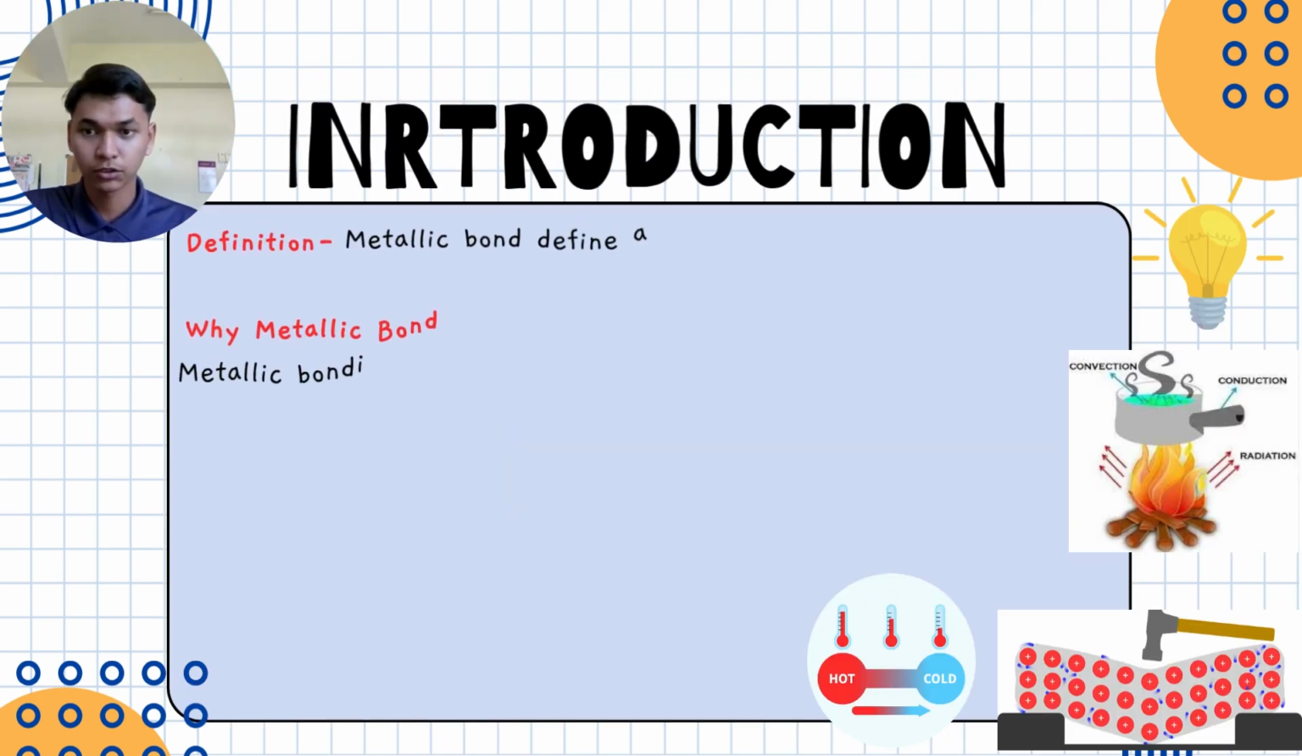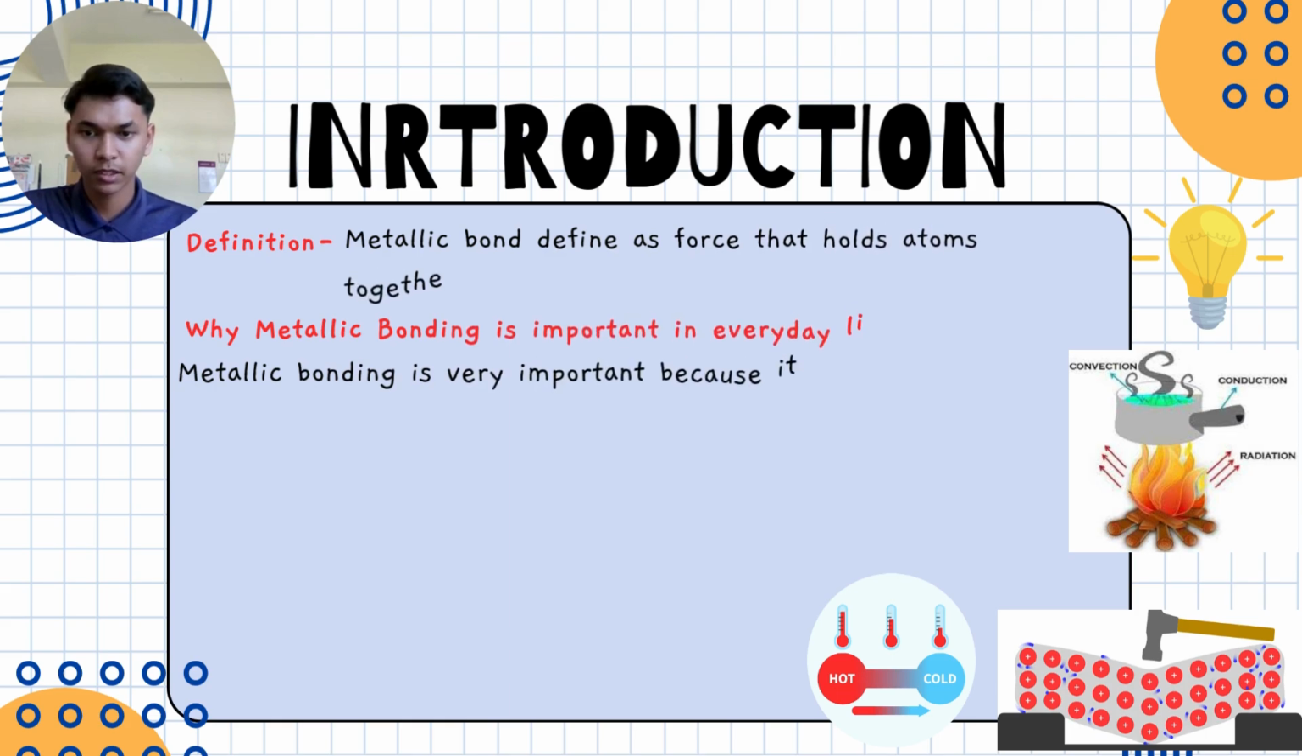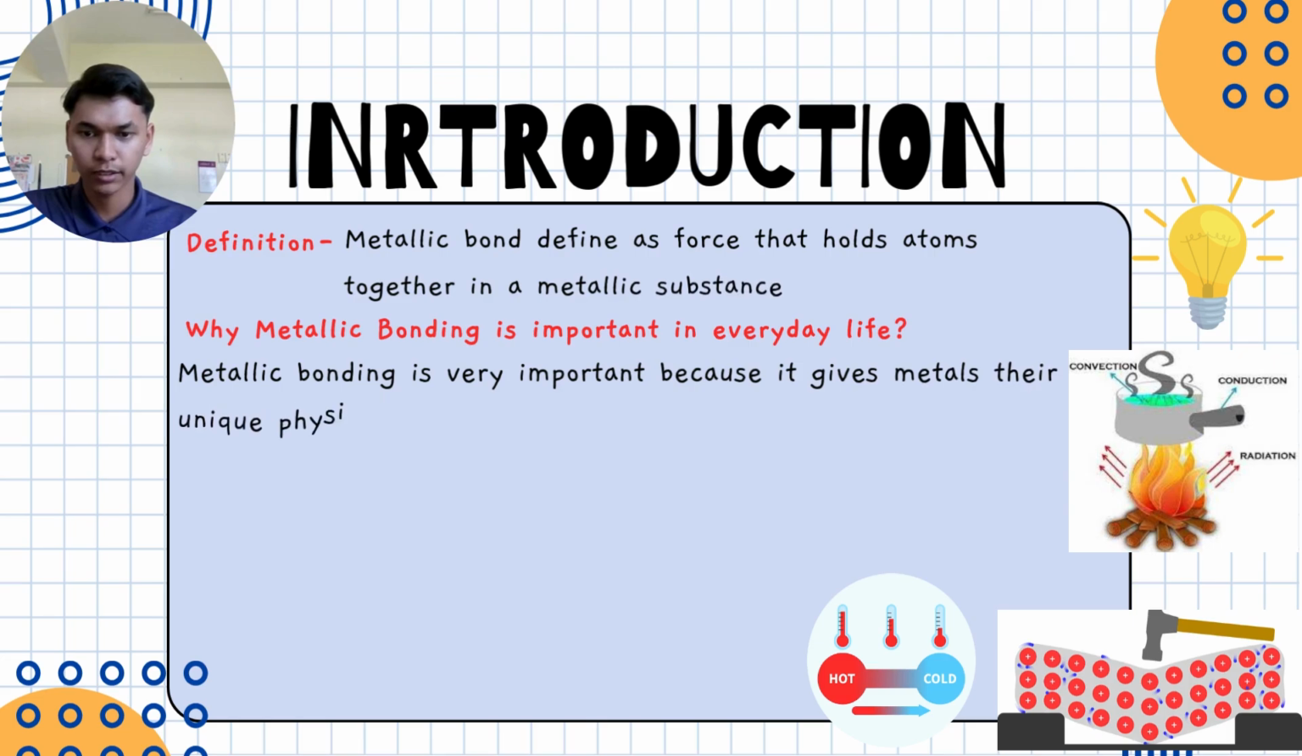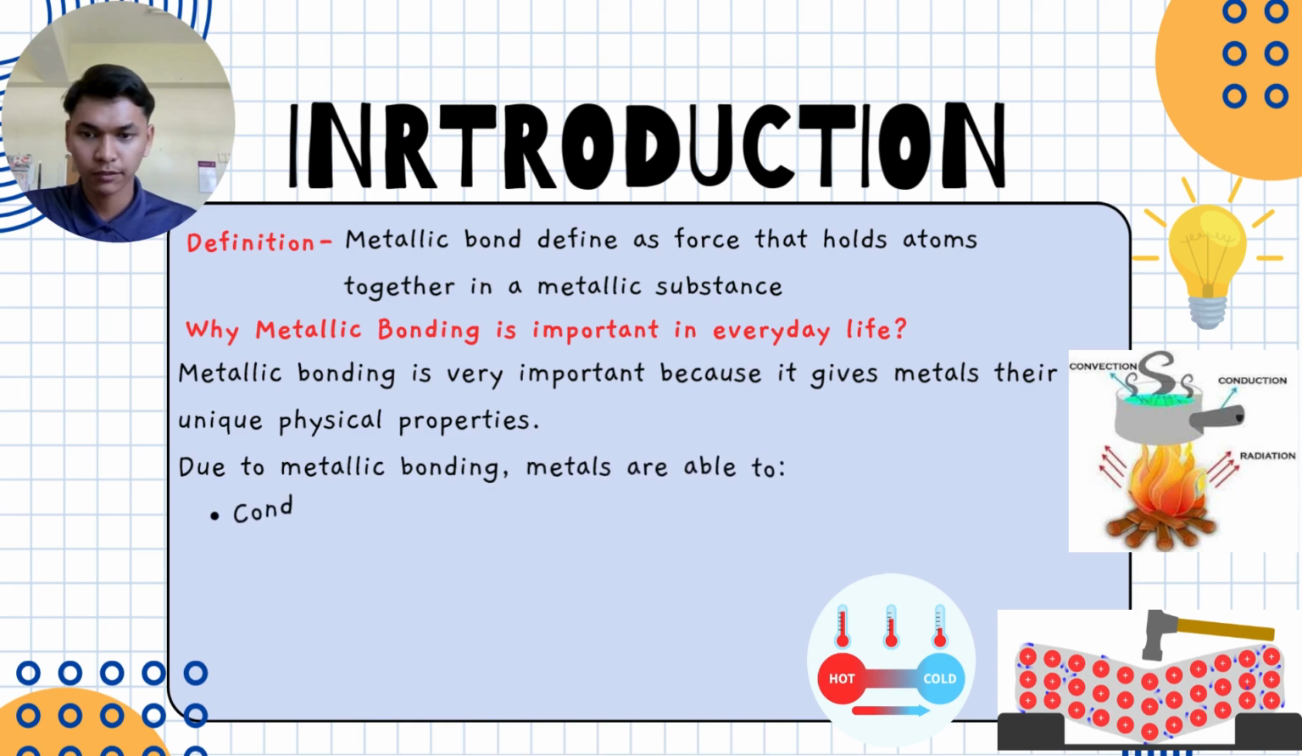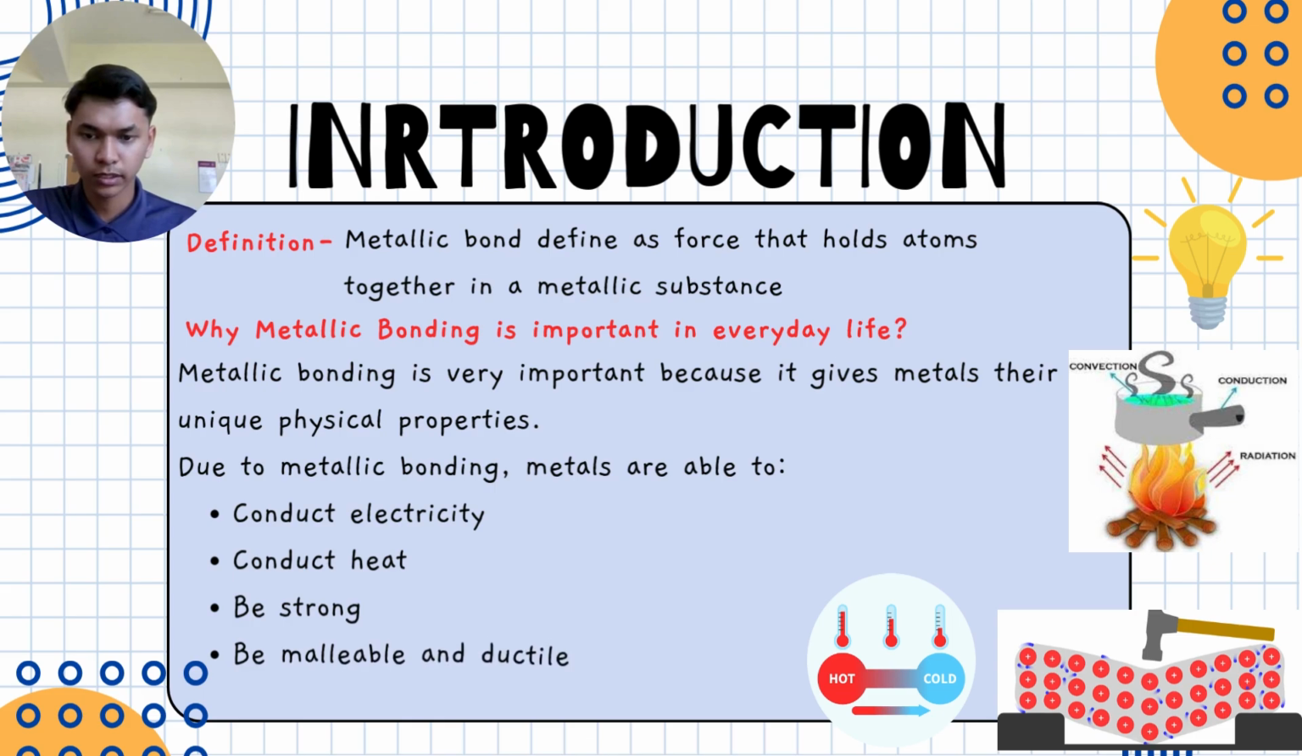Let's begin with the introduction. Metallic bonds can be defined as force that holds atoms together in a metallic substance. Why is metallic bonding important in everyday life? Due to metallic bonding, metals are able to conduct electricity, conduct heat, be strong and be malleable and ductile. Metallic bonding plays a crucial role in our daily lives.